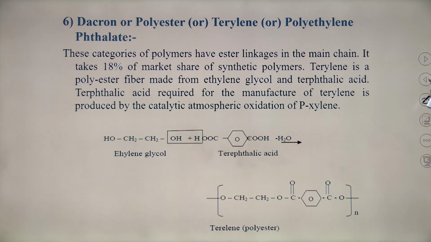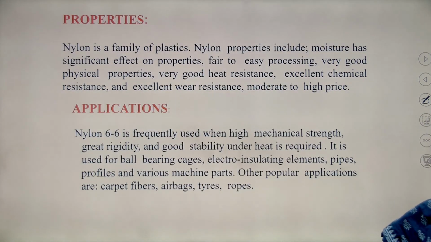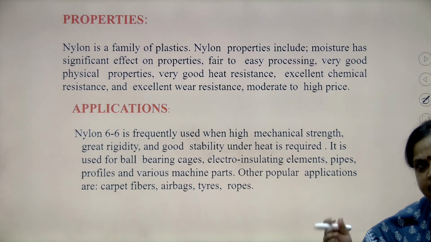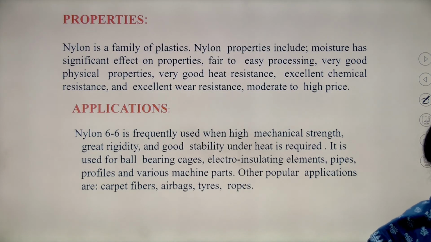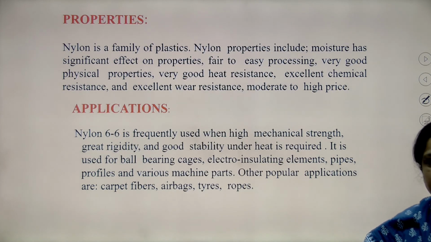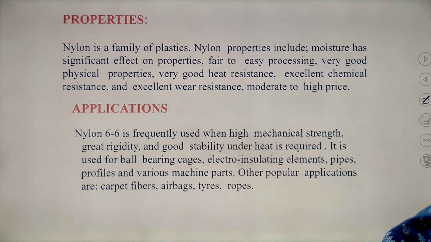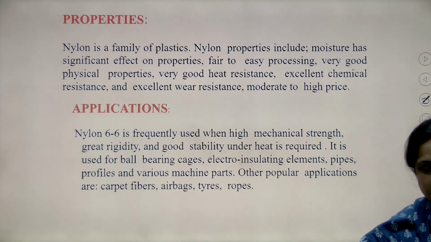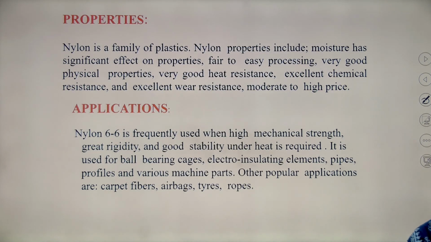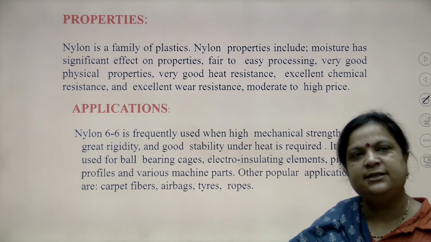In this lecture I finished the structure, properties and application of 5 polymers. The last polymer is Dacron, Terylene or polyethylene terephthalate. I will discuss this in the next lecture. One polymer remains, which is a polyester, a member of the fiber family. So, I will discuss this polyester in the next lecture along with conducting polymers.